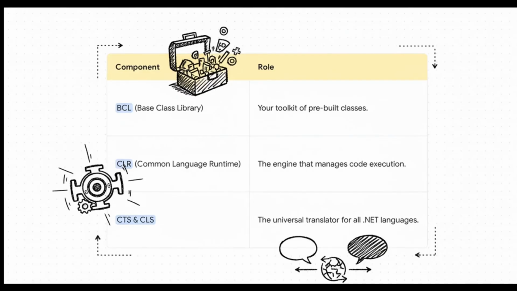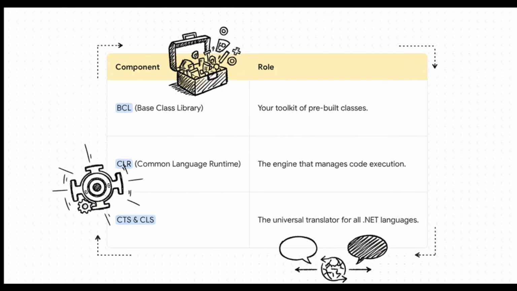So what's actually under the hood of .NET? Let's break it down into three parts. First, you've got the Base Class Library, or BCL. Just think of this as your massive toolkit, full of pre-built code for things like managing files or connecting to the internet. Then there's the Common Language Runtime, or CLR. This is the powerful engine, the heart of the whole operation, that executes your code safely and efficiently.